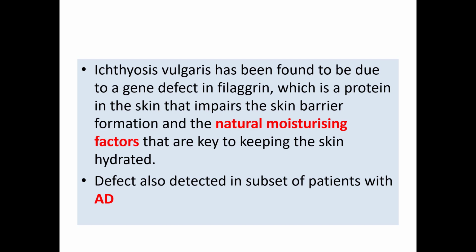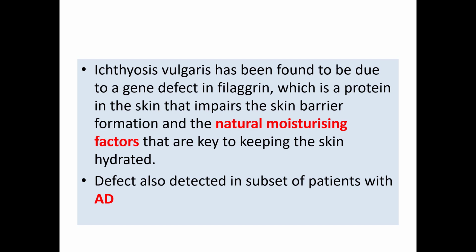So if I have a defect in the filaggrin gene, I expect impaired relation between the stratum corneum cells, the corneocytes, and the lipid matrix, leading to impaired desquamation. And I also expect a decrease in the natural moisturizing factors, leading to dryness.